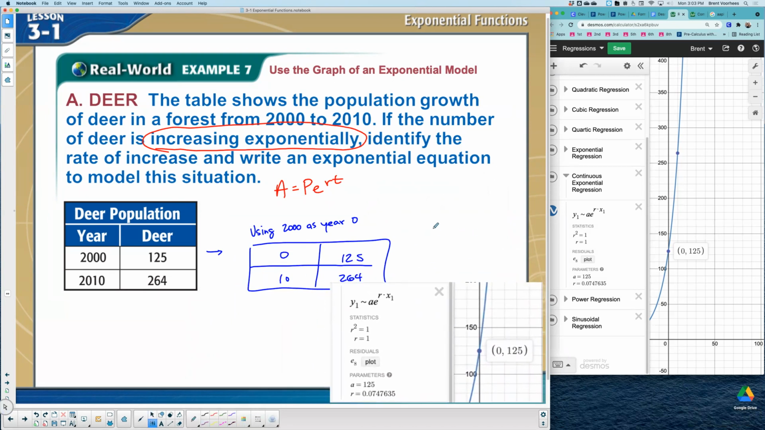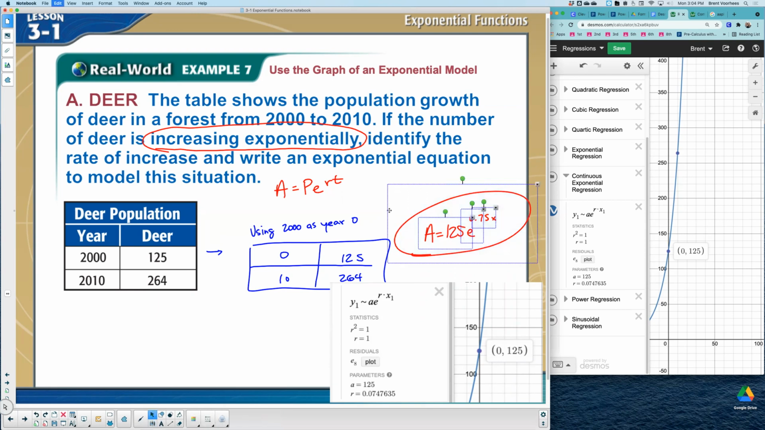So the equation here would be A equals 125, that's our starting amount, times e to the rate. The rate is 0.0, I'm going to round this to the nearest 1,000. I'll go 3 decimal places, so 0.075, because the 7 rounds up. And then the x, we'll just leave it like that. So that's our equation. Now I'm guessing part B is going to need this information.